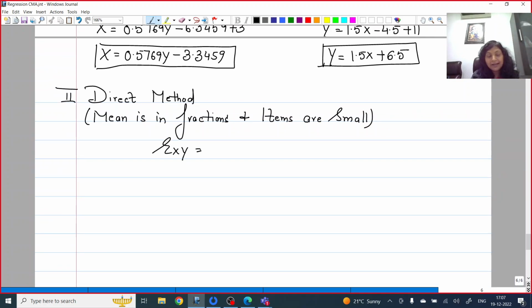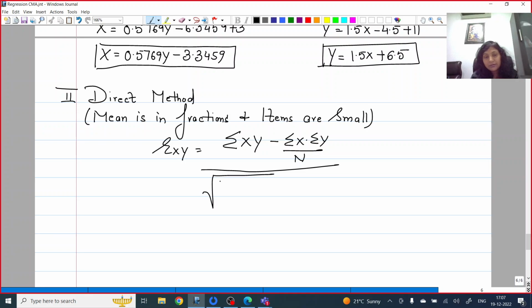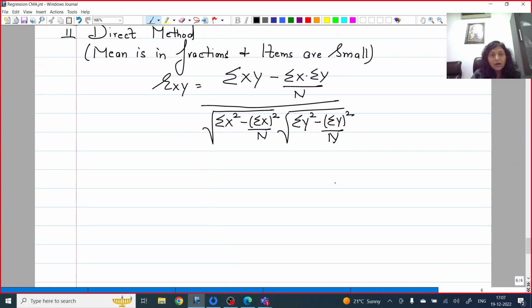In case of the direct method, our formula is summation xy minus summation x summation y upon n. In the denominator, first we have one variable, summation x square minus summation x whole square upon n. Then we have another variable, summation y square minus summation y whole square upon n. Now this is the formula for the direct method. On the basis of this we can formulate the value of bxy and byx.